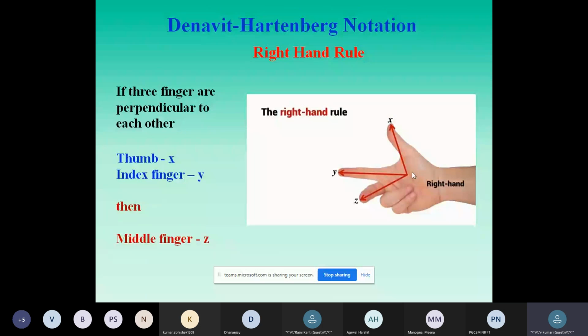Then during frame attachment, when you give the direction of the frame, you have to know the right hand rule. We apply the right hand rule here. What is the right hand rule? If X is represented by the thumb and the finger represents Y, then the middle finger will be Z. All should be perpendicular to each other. This is the right hand rule.